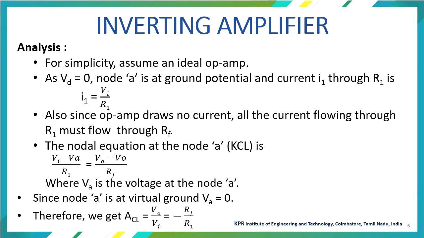So the nodal equation at node A, or Kirchhoff's current law, is (Vi minus Va) divided by R1 equal to (Va minus V0) divided by RF, where Va is the voltage available at node A. Since node A is at virtual ground, Va will be equal to 0. Therefore, the above equation is modified as V0 by Vi is equal to minus Rf by R1, which is the gain of the inverting amplifier.